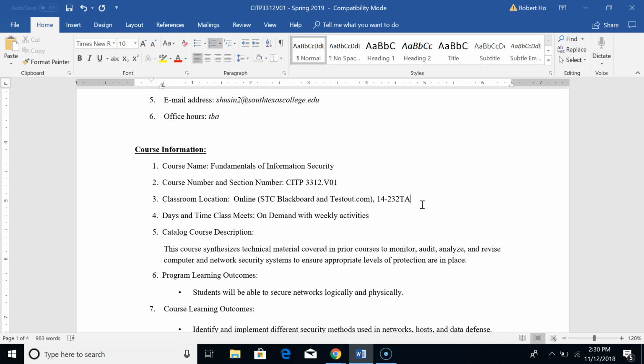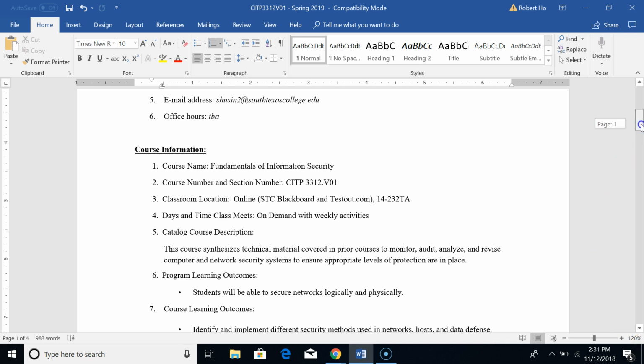I want the student to be successful, and you also want to be successful. So we have to work together in order to achieve these goals. And this is a shared responsibility between the student and the faculty. The course catalog, as I just mentioned to you earlier, describes technical material covered in the prior courses to monitor, audit, analyze, and revise computer and network security systems in order to ensure appropriate levels of protection are in place.